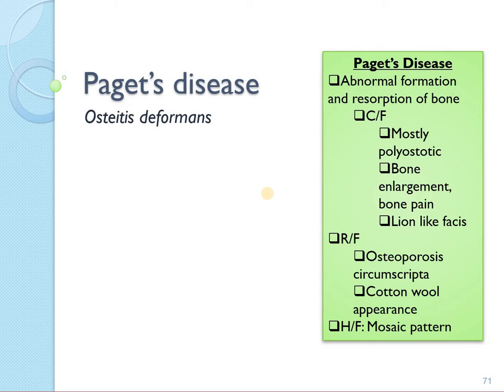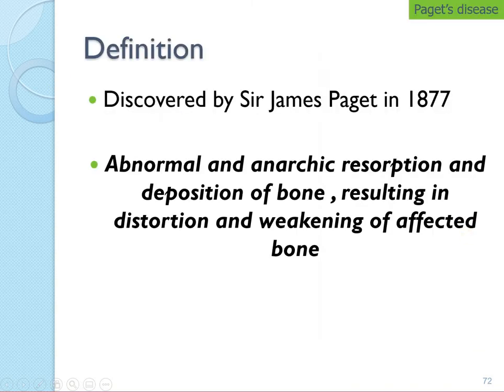Usually it is a polyostotic disease, and constant resorption and formation of the bone gives rise to very prominent reversal lines, giving rise to the mosaic pattern histologically. This constant formation and resorption gives rise to a radio-opaque lesion resembling a cotton wool appearance. The enlargement of the bone gives rise to a grotesque-looking face, leading to a lion-like face. So this is the summary of Paget's disease. Let's have a look at the disease.